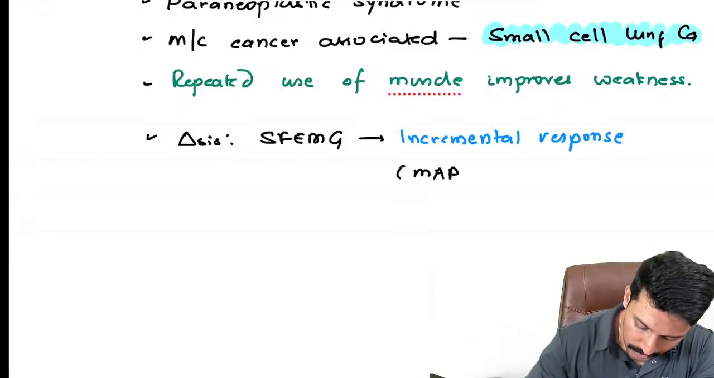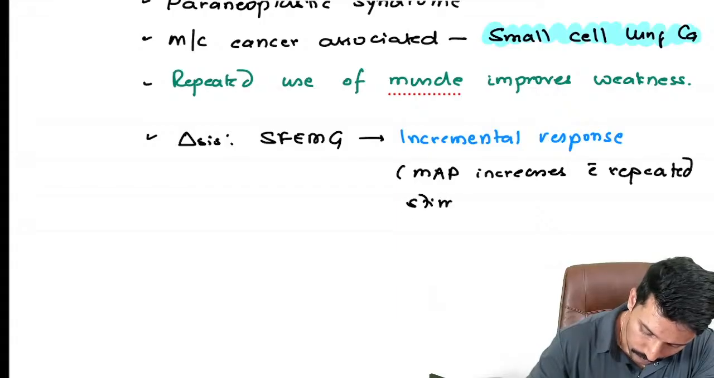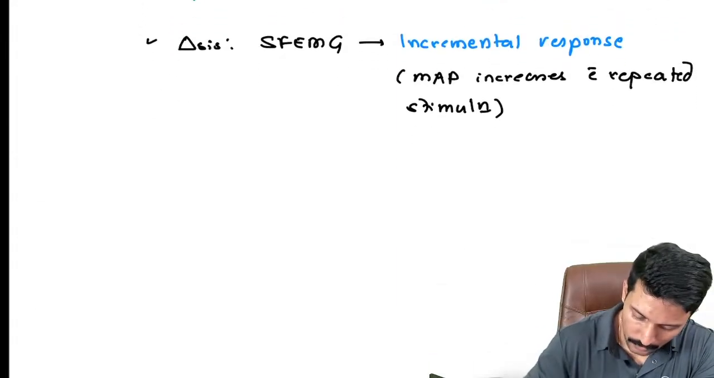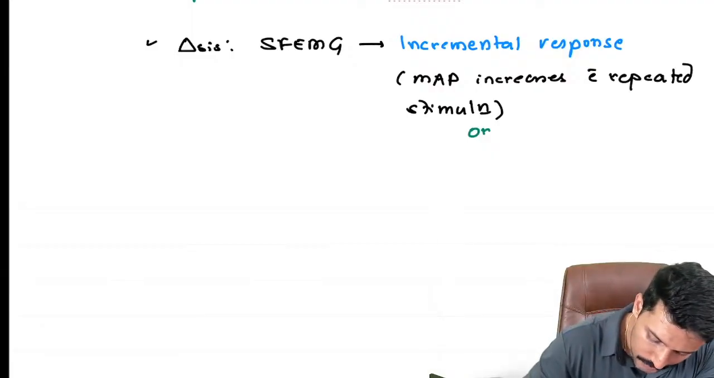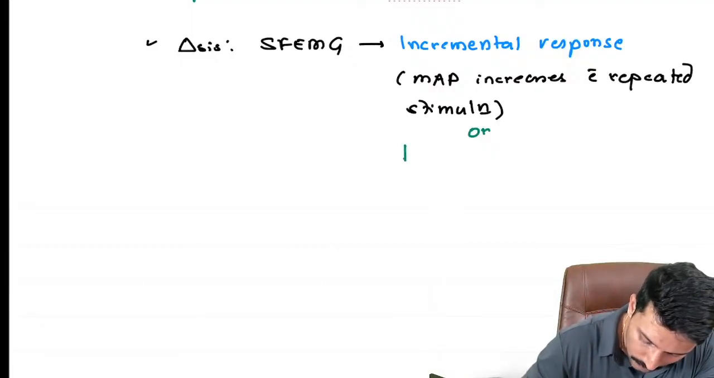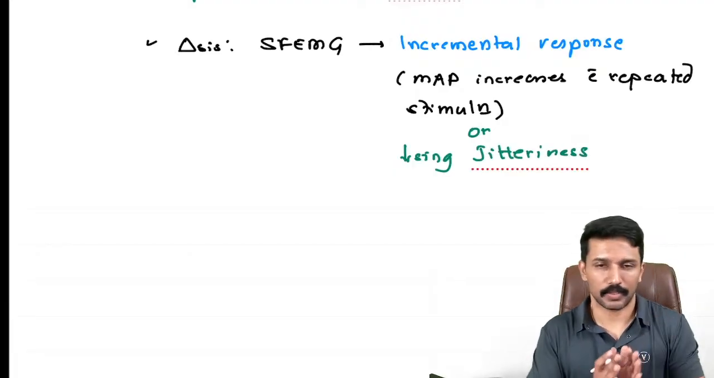So muscle action potential increases with repeated stimulation, or this may be mentioned in some apps as decreasing jitteriness. Both mean the same thing.